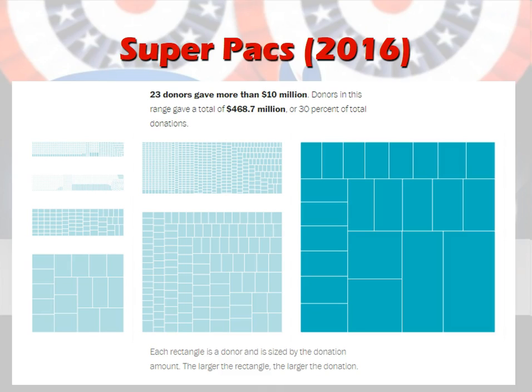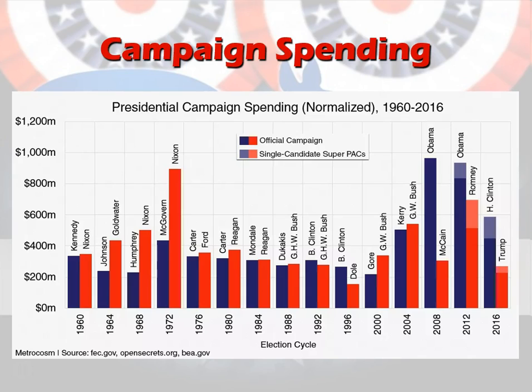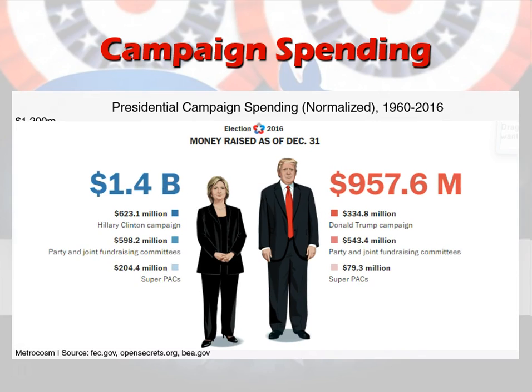To give you an idea of the size of donations that super PACs have, again, you can see that in the election of 2016, there were 23 donors who gave more than $10 million in order to build campaigns. So again, when we see these exorbitant amounts of campaign spending, some of the spending is the official campaign spending, but most of the money is from political action committees and super PACs. And so to give you an idea of how much was spent either by or for the candidates in the last election, Hillary Clinton spent $1.4 billion and Donald Trump spent just under $1 billion.